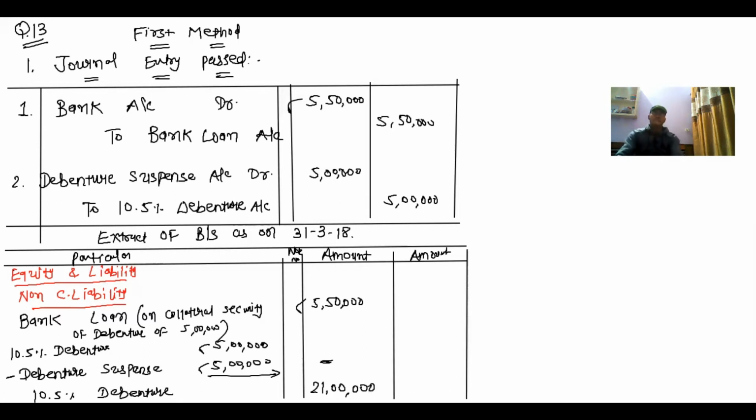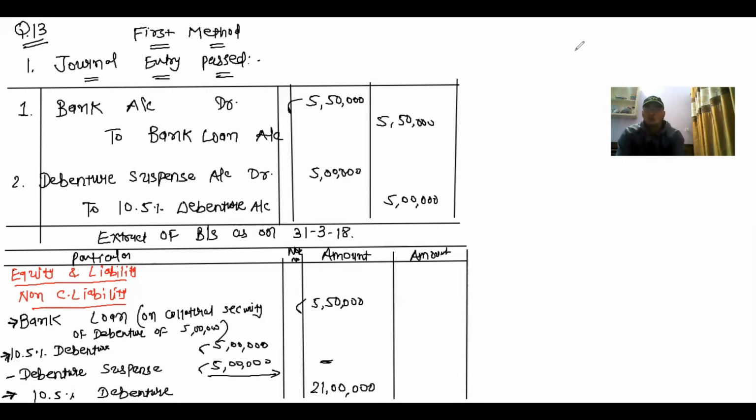This is the first method, where there are basically three entries. First of all, bank loan obtained from the bank. Second one, debenture that stood as a collateral security, and third one, debenture which is given in the question. So this is called the first method.